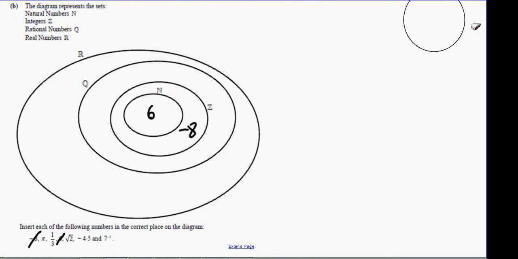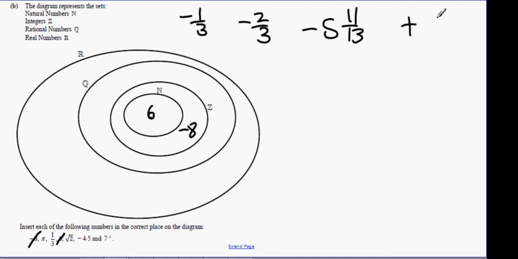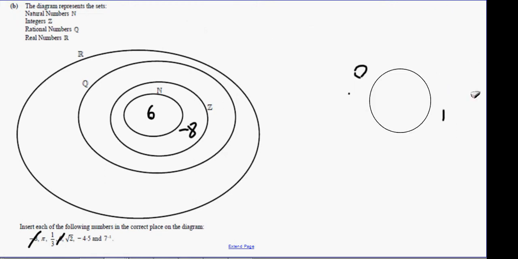Okay, next one, rational numbers. Rational numbers, Q, are numbers that can be expressed in fraction form. Example, minus 1/3, minus 2/3, minus 5 and 11/13, plus 100/20. Numbers like 8 can be expressed as 8/1. Numbers like minus 7, minus 7/1. So we have to figure out which ones are rational.